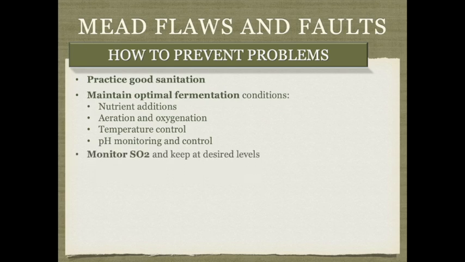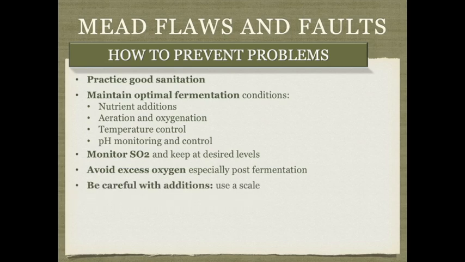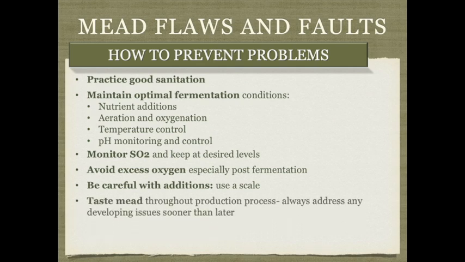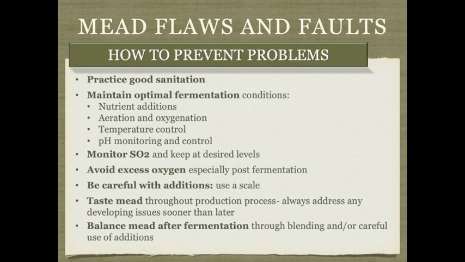Monitor sulfite levels and keep them at desired levels. Avoid excess oxygen exposure, especially after fermentation, in order to avoid oxidative flaws. Be careful with your additions. Calculate carefully and measure carefully. Taste and smell your mead throughout the production process. If you detect anything, for example, there's some hydrogen sulfide developing while it's fermenting, do something about it now rather than hoping it's going to get better on its own, because most of the time it won't get better on its own. It'll actually get worse. And then balance mead after fermentation through blending or careful use of additions.